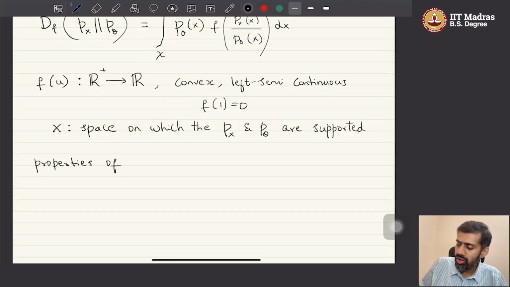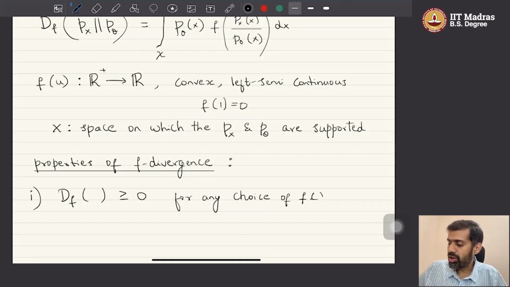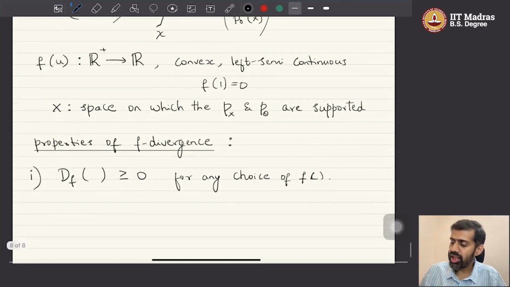Properties of f-Divergence are as follows. One, f-Divergence for any choice of f is non-negative. This is one property that we desire, because we want the divergence metric between two distributions to always be a non-negative quantity. By construction, f-Divergence is non-negative for any choice of f.